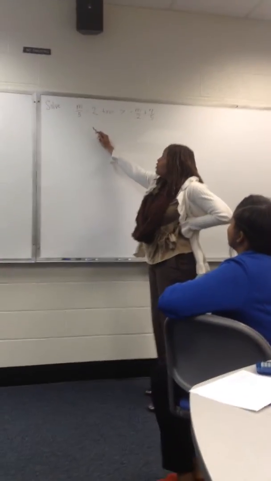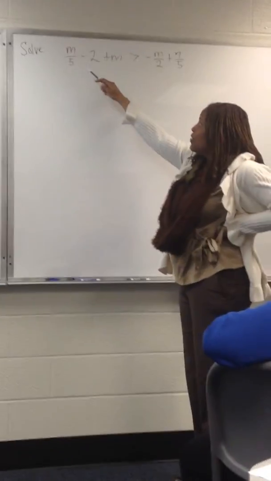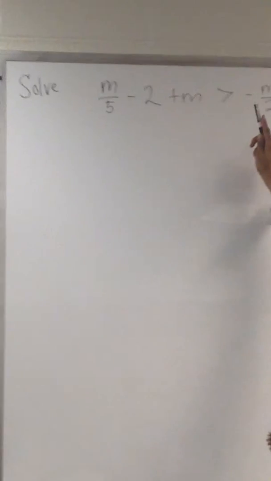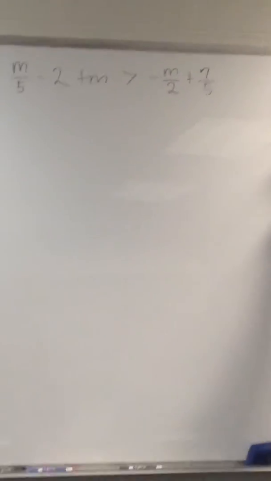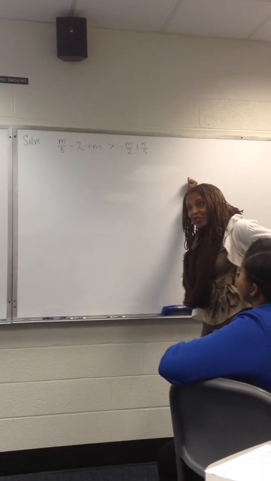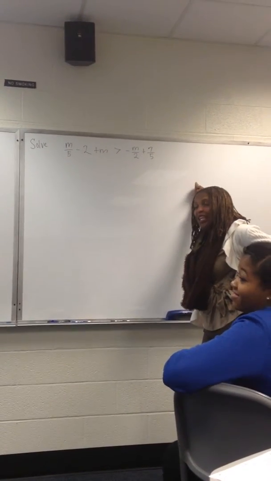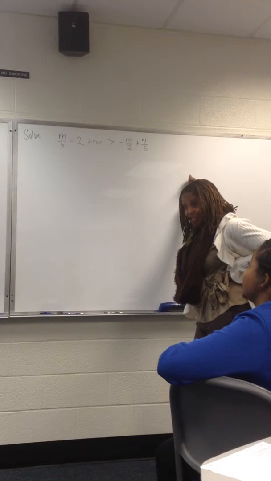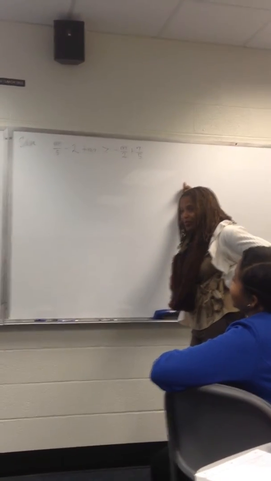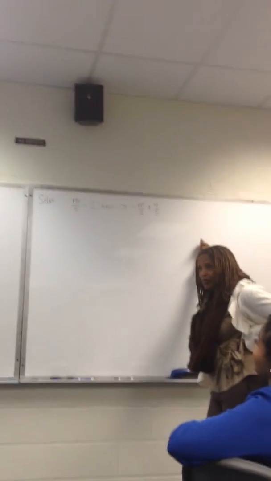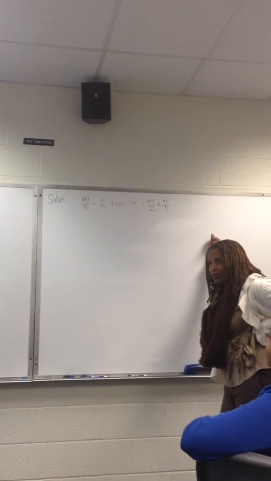Today we're going to solve m divided by 5 minus 2 plus m is greater than negative m over 2 plus 7/5. All right, I have 3 helpers in solving this problem. D, that's you. What do you think I do first? I say you try to combine the two ends.